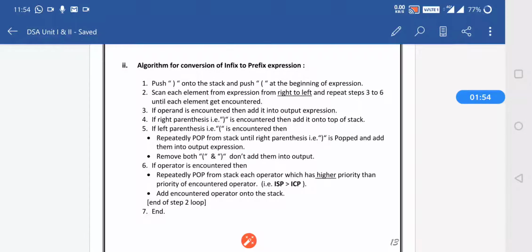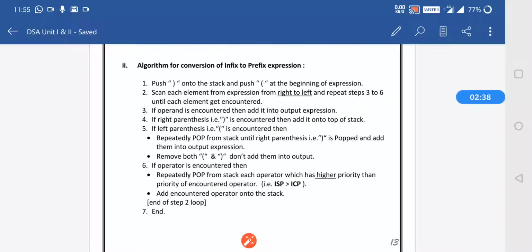And if a right parenthesis is encountered, whenever we get the parenthesis, we will move that to the stack, on the top of the stack. Now if the left parenthesis is found, then what we will do: if we have the right parenthesis on the top of the stack and after that we get the left parenthesis, then we will pop the operators that are present on the stack and move them to the output.